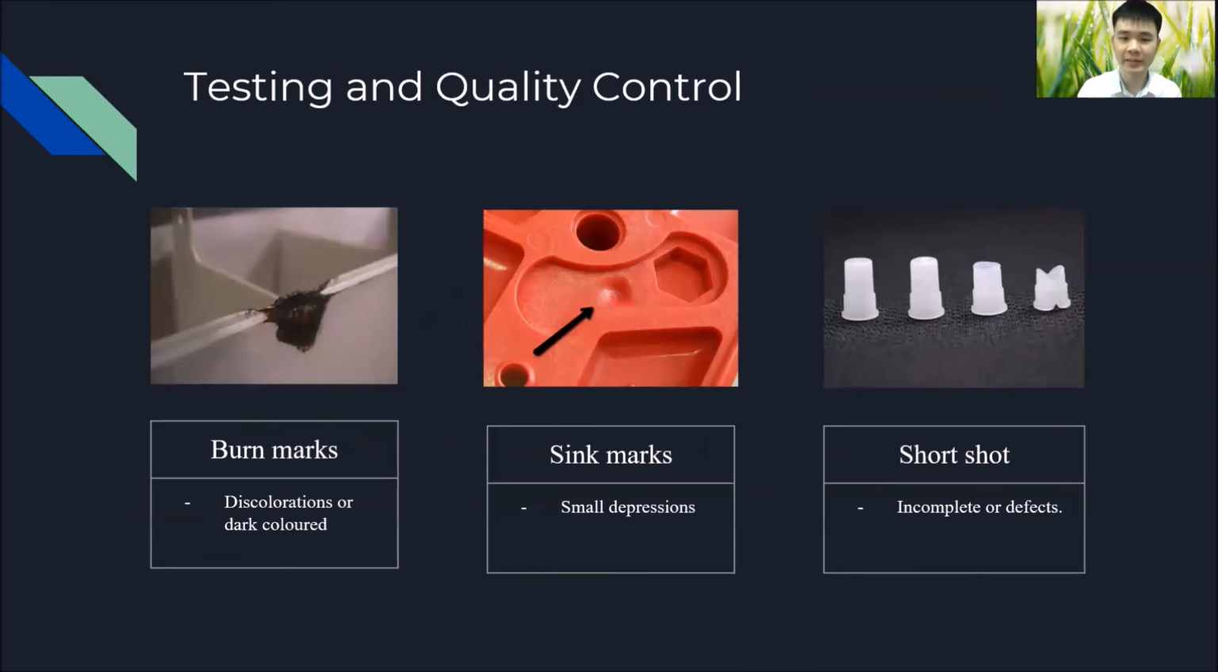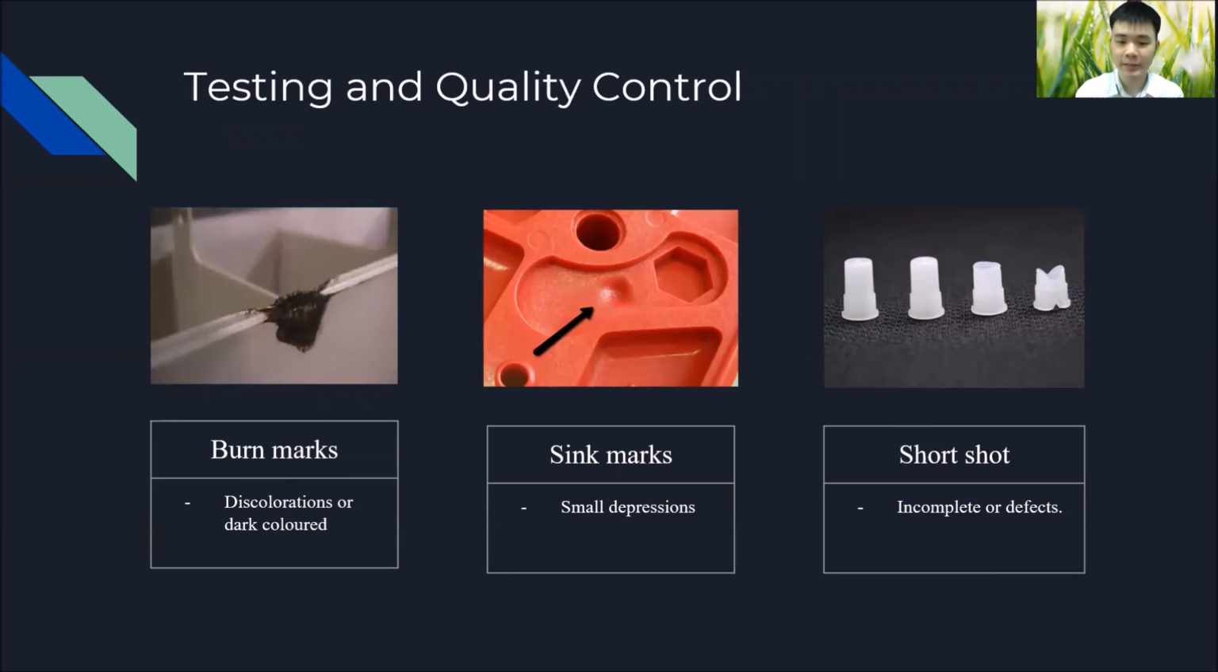Next is the testing and quality control. Quality control is an important step to maintain and ensure the quality of the syringe is high. The most common defect that appears on the syringe is burn marks. Burn marks usually appear as discoloration or dark color on the edge or the surface of the product. It usually occurs due to overheating of the material or high injection speed.